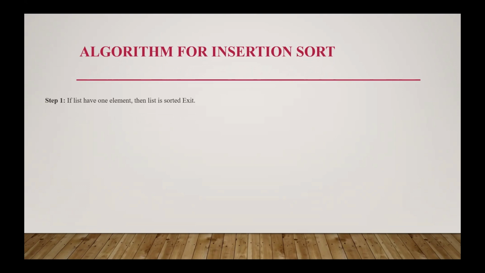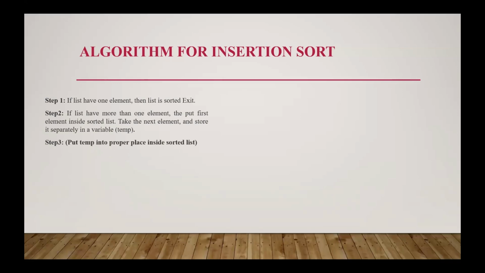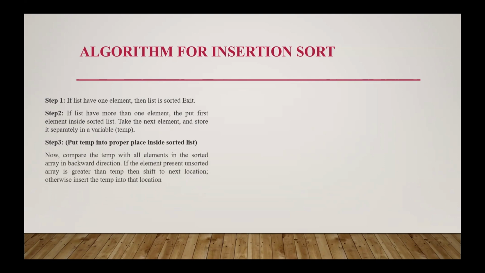If the list has one element, then we have to exit the sort, because if it is only one element, no need to go for sorting, we have to exit. Otherwise, if the list has more than one element, then put the first element inside the sorted list, take the next element and store it in a separate variable, that is the temp variable here. Then put the temp into the proper place in the sorted list. So for that, we have to compare the temp with all elements in the sorted array in the backward direction, because all the backward elements are the sorted list. If the element present in the sorted list is greater than the temp value, then we have to shift it to the next location. Otherwise, insert the temp into that location.